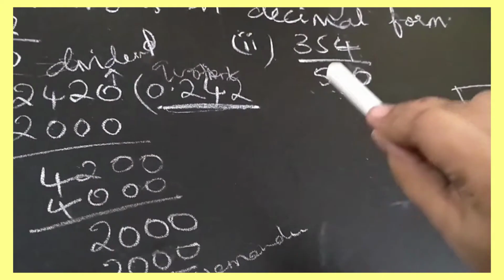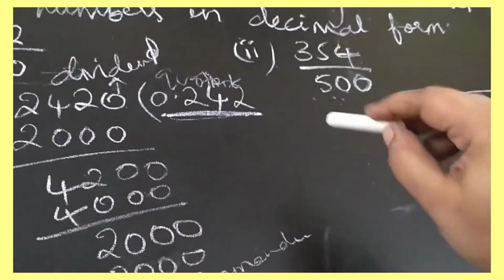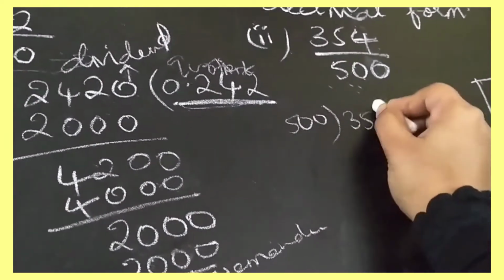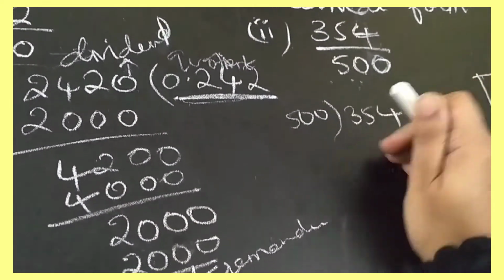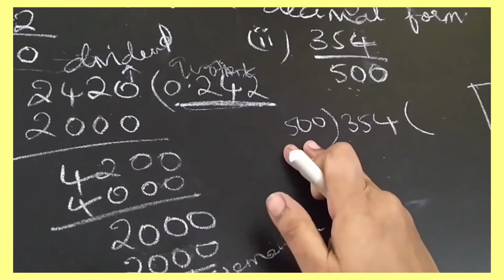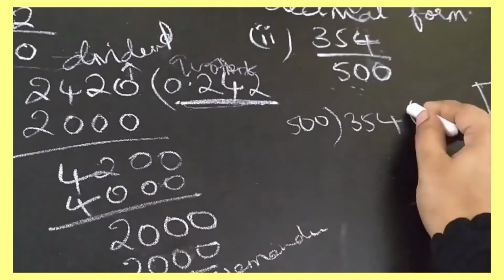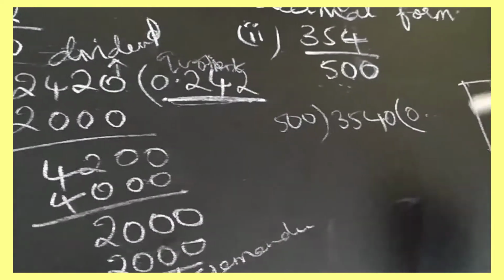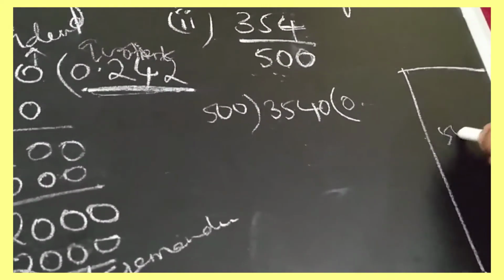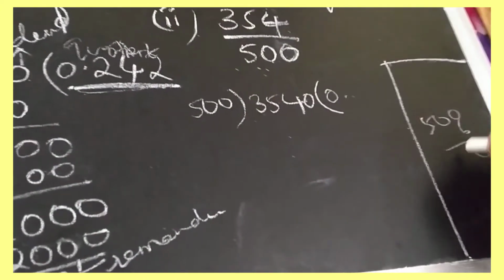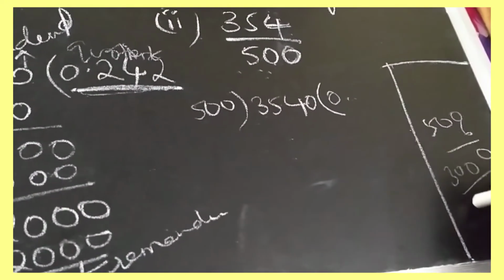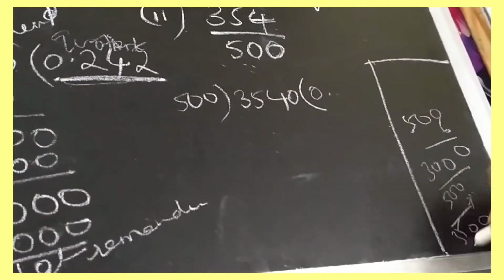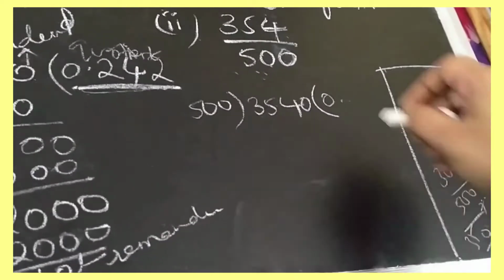Now the next sum is 354 by 500. Again you have to take this 500 here, this 354 here. These 354 doesn't go in 500. It is a bigger number, so again we have to take 0 point here and make this 3540. Now we will see 500 sixes, 3000. Again we will see 500 sevens, 5 sevens are 35. It is 3500. We can take this now.